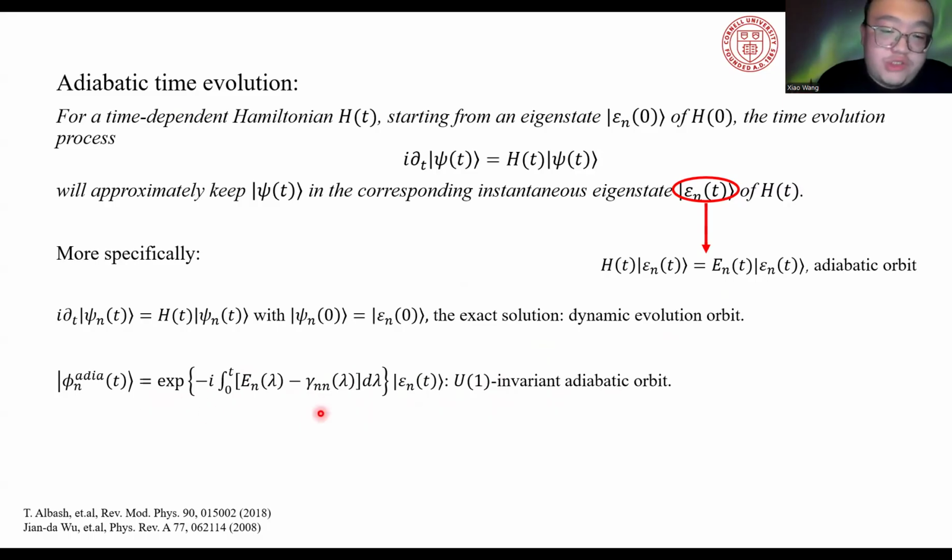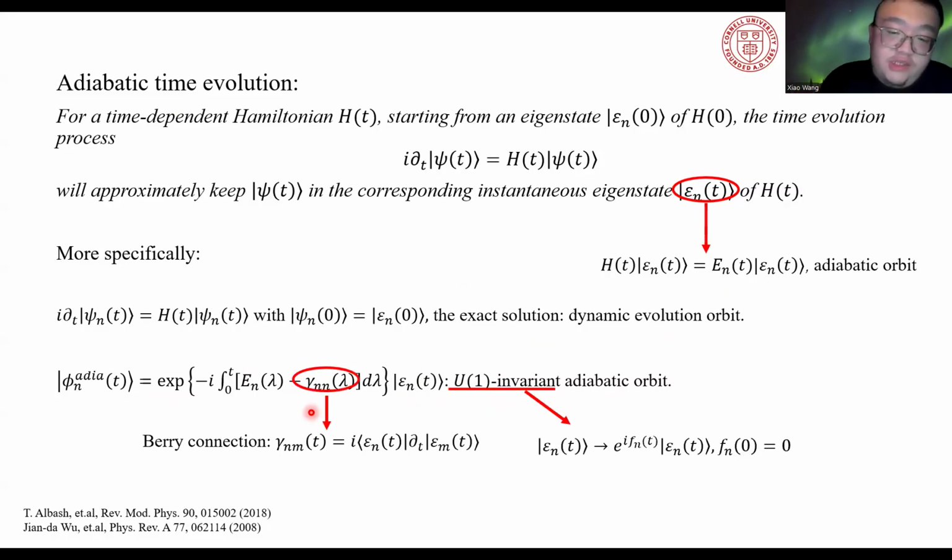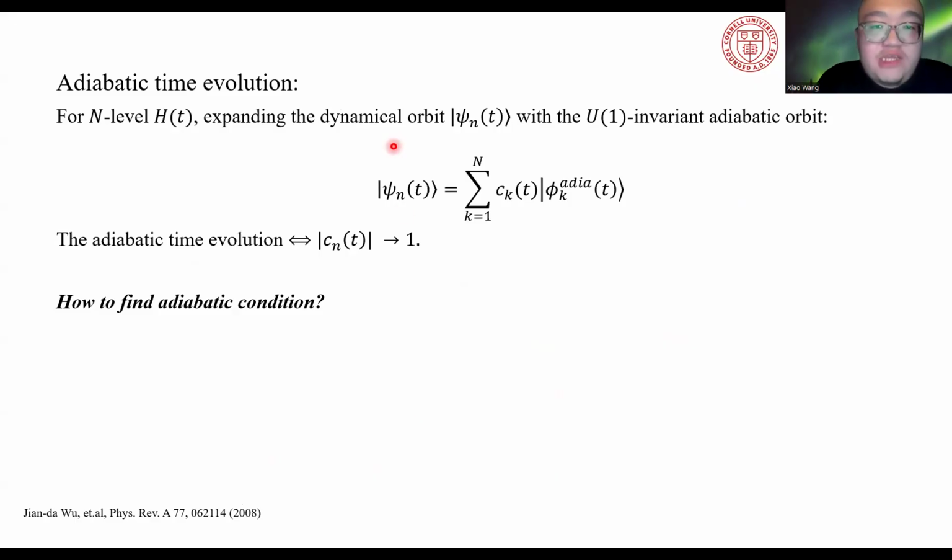You can prove that with this additional phase, this whole Hamiltonian will be invariant under any types of global U(1) transformation. And here the gamma_nn is the so-called Berry connection matrix element according to the time evolution process. So we can make the definition of the adiabatic time evolution more specific. That is, if we consider the Hamiltonian being an n-level time-dependent Hamiltonian, then we can expand the time-evolved wave function, which is a dynamical orbit, with a U(1) invariant adiabatic orbit.